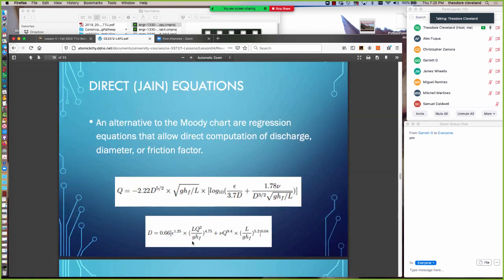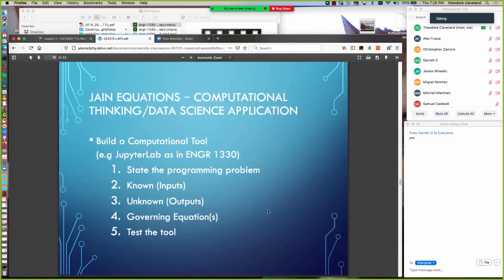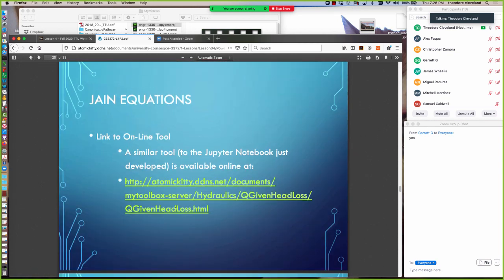Looking at those equations, you think, oh, that's pretty easy, I don't need to program anything. But if you were to do that on a hand calculator, it wouldn't take you long to conclude, I've got a whole lot of buttons to press. That gives me a whole lot of opportunities to make a transcription error. So this is the kind of thing that we want to encode into some computational tool. And for this class, such a tool exists, called Q given head loss, and there's the URL.